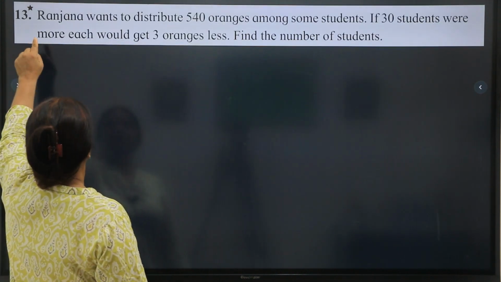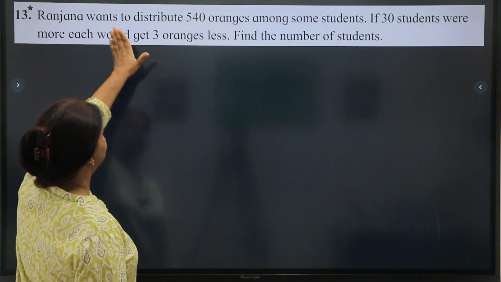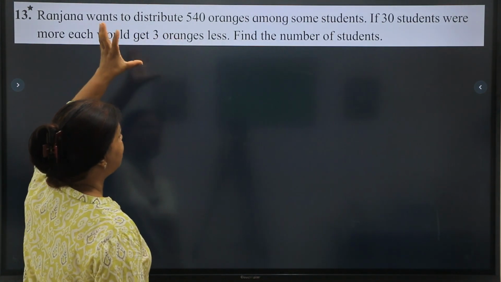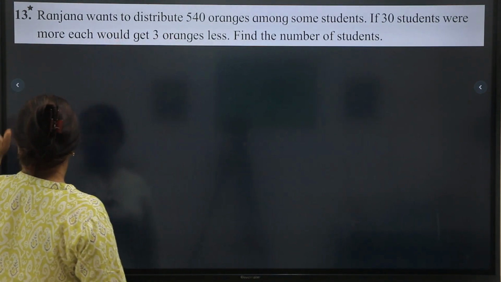13th sum, children. Ranjana wants to distribute 540 oranges.